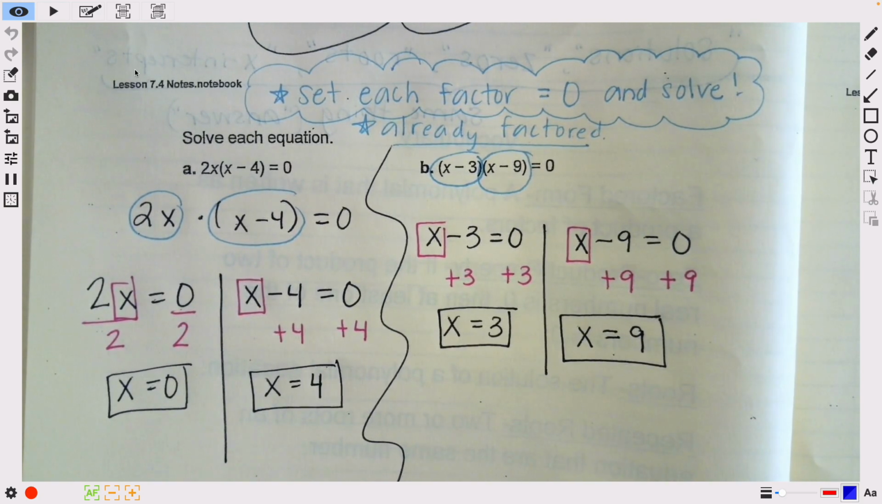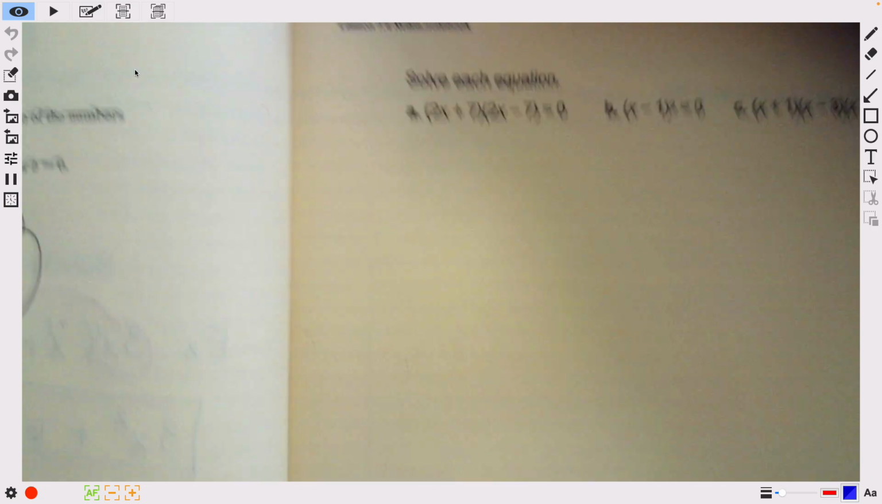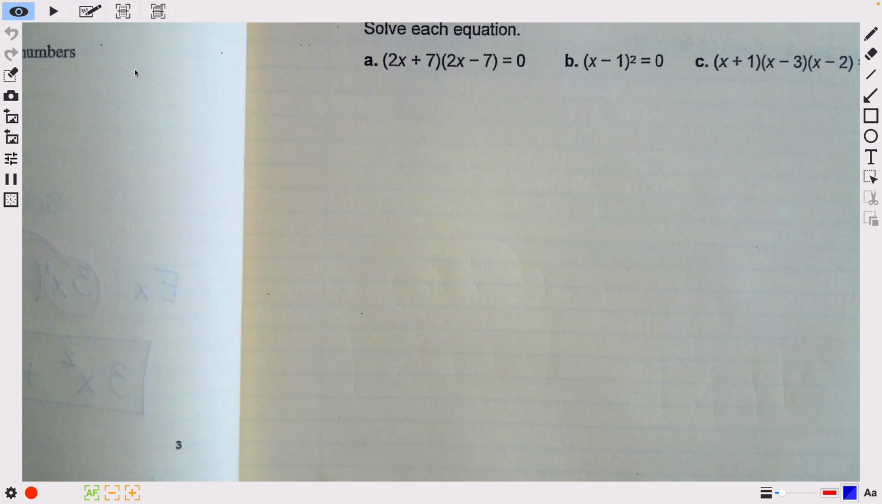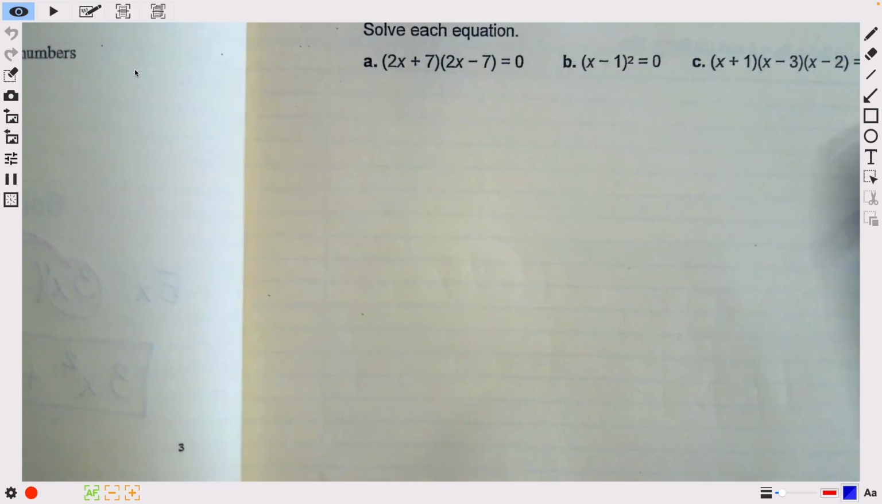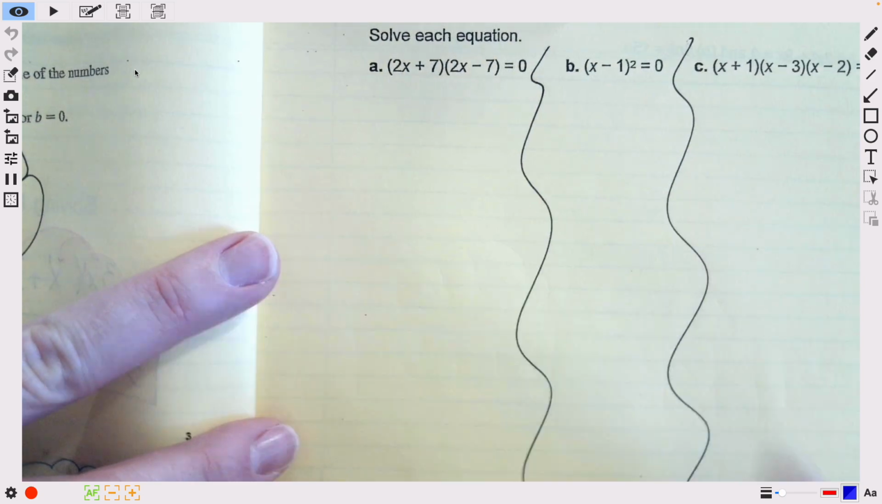What questions do you have right now just about setting the factors equal to 0? Cool. We're going to do just a few more. We're going to do one that has a little bit more than just x. That's okay. You just might have a decimal. We're going to do one that only has one answer, and then we'll do quickly one that has 3 answers. Okay.